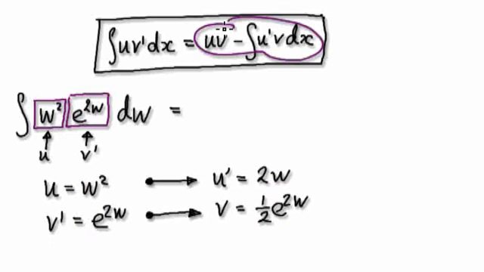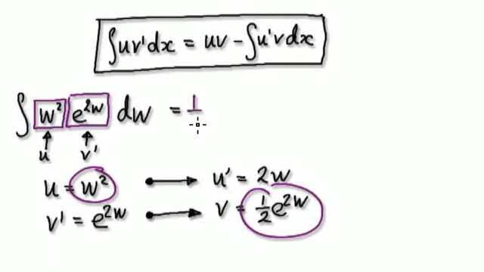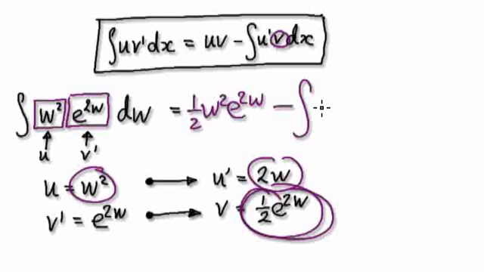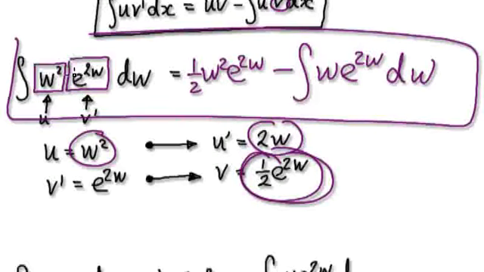So now blindly follow this formula here. It's saying get u times v. So that will then give you a half w squared e to the w minus, and then it's saying minus the integral of u prime times v. So that will then give you w e to the w dw. Okay. So this whole thing here will then become this.